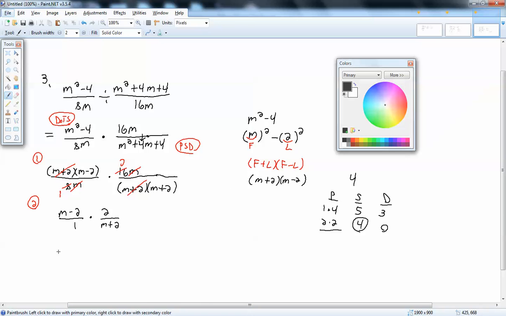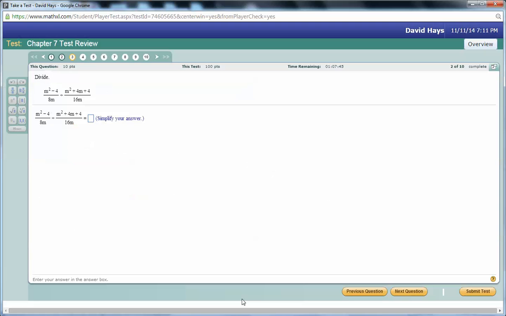Okay, step 3. Multiply the top parts together. So I get 2 times m minus 2. Multiply the bottom parts together. The 1 drops away, and we get m plus 2. Now we never actually just multiply them together, though. That's the form it should take. So do the fraction: 2 times m minus 2 over m plus 2.